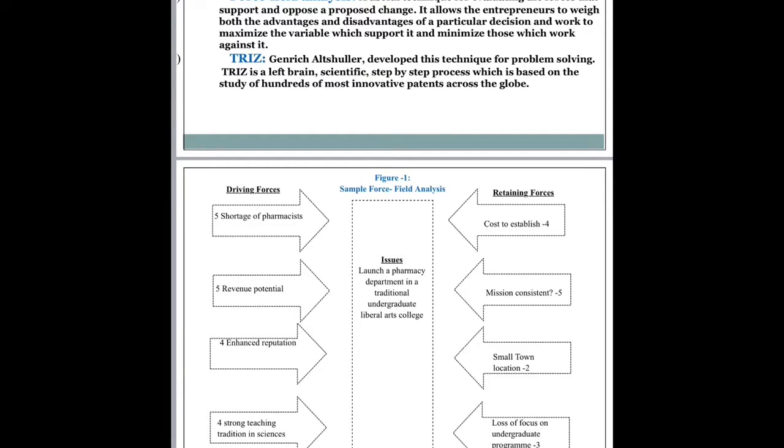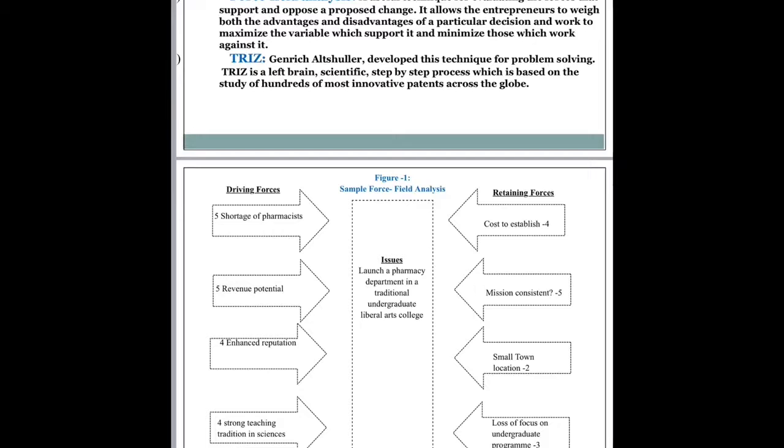On the right hand side, we have retaining forces. On the left hand side, it was driving forces. Retaining forces mean those which say that we should not go for launching this pharmacy department in the college. Cost of establishment, it will be a high cost, so there are minus 4 points. Then we talk about the mission consistency. Mission consistency means how consistent we are in our mission for establishing this college. Minus 5 points go in this direction. That is against the launching of the pharmacy department.